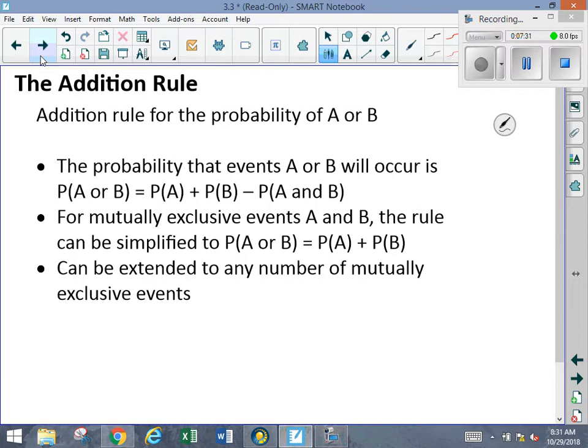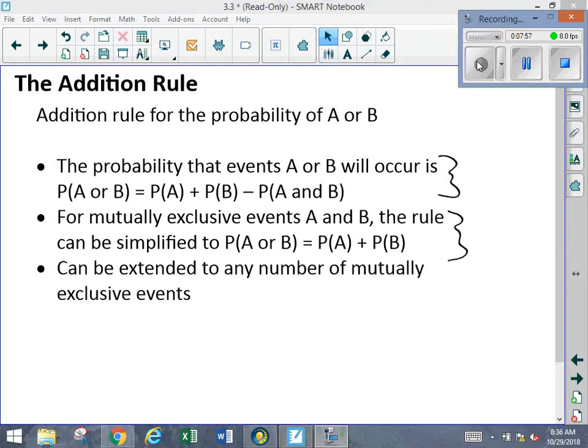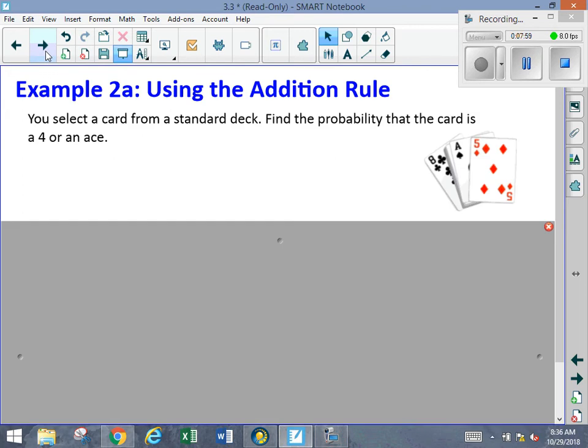And so these are the formulas that I'm talking about. Alright? So, we're going to use this one for events that are not mutually exclusive, okay? So this one, if they're not. If they are, we get to use this one, okay? These are formulas that are important. Alright, so hey, let's go ahead and use this additional one.